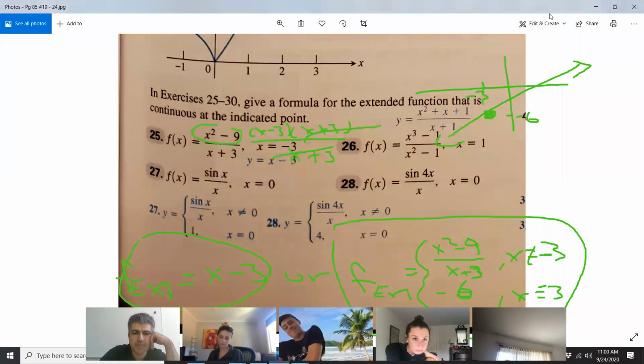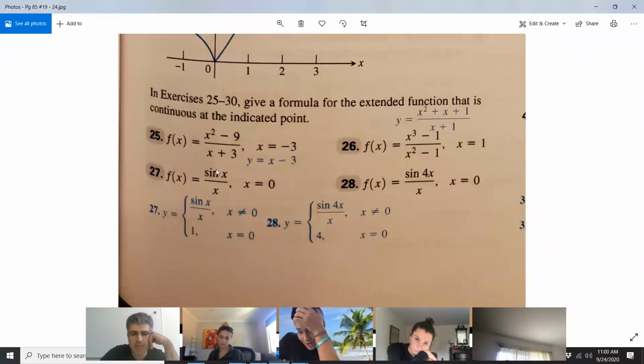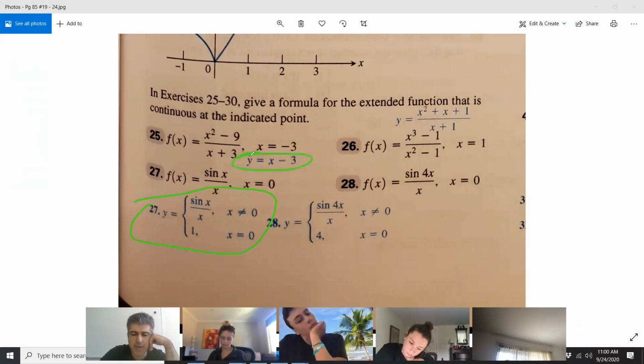Okay. And 27 works the same way. You just have to look graphically at what's happening. We know the limit is 1 when x approaches 0. So this is fine. And actually, I don't think you can write any other. I think you have to write this as a piecewise. I don't think you have a choice but to do that. Whereas here, this is y equals x minus 3, but you could write it as a piecewise like I did just earlier. Okay, we're okay there?